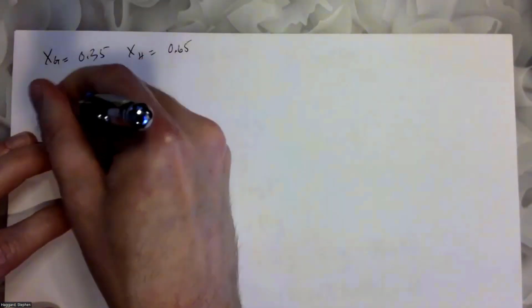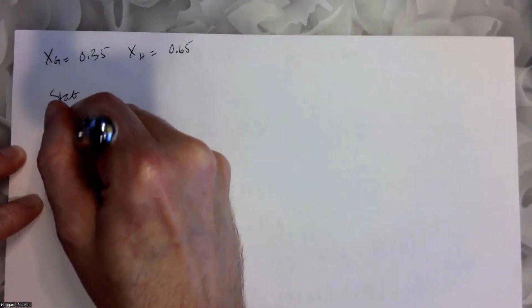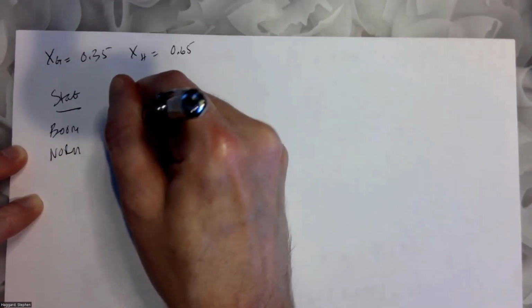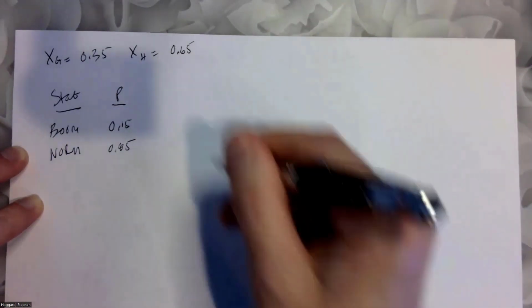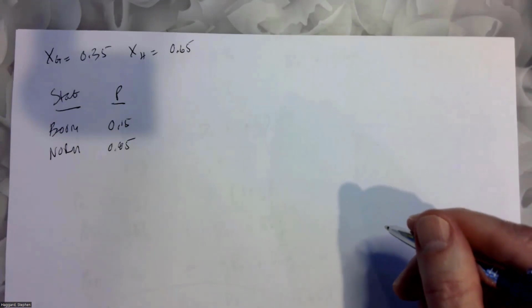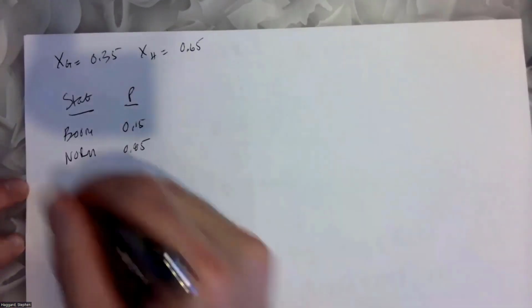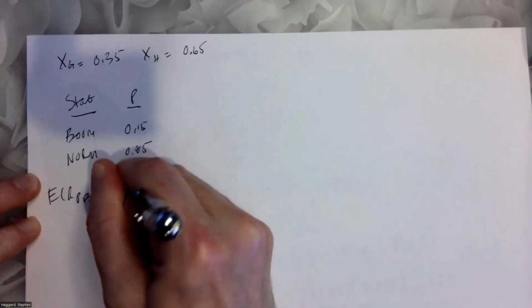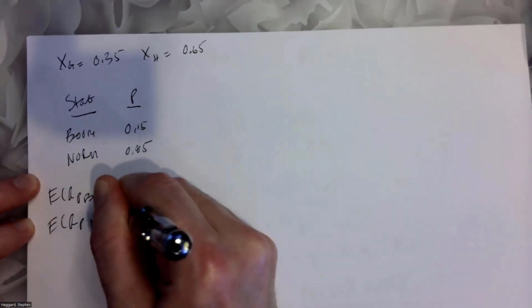So we have the state, boom, and norm. We have the probability, 0.15 and 0.85. Probabilities always have to add to 1. Now, we have the returns on these stocks. And so what we need to do is figure out what is the expected return on the portfolio in the boom. And we need to figure out what is the expected return on the portfolio in normal times.